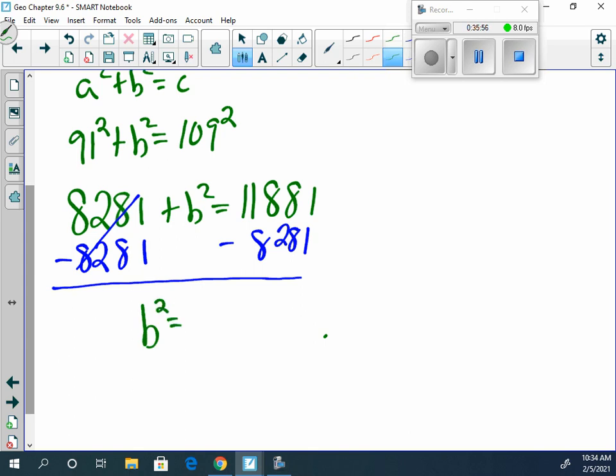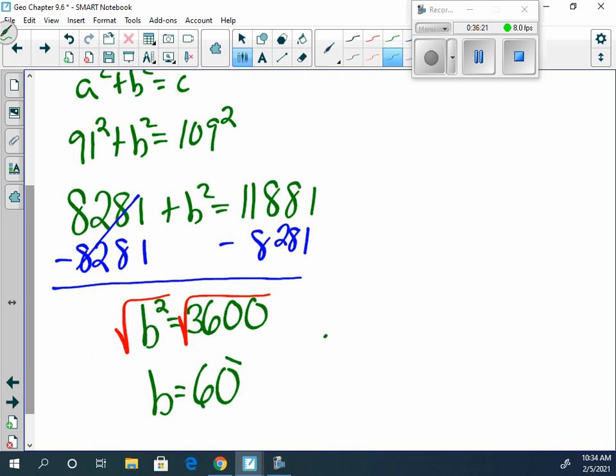That tells us b squared is equal to 3,600. It would be 60. So our other side length is 60. So that gives us another Pythagorean triple.